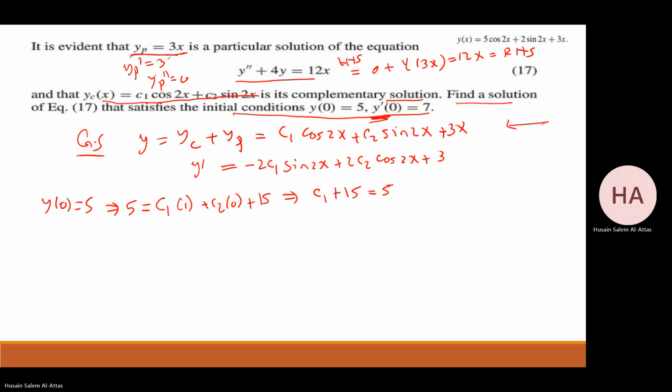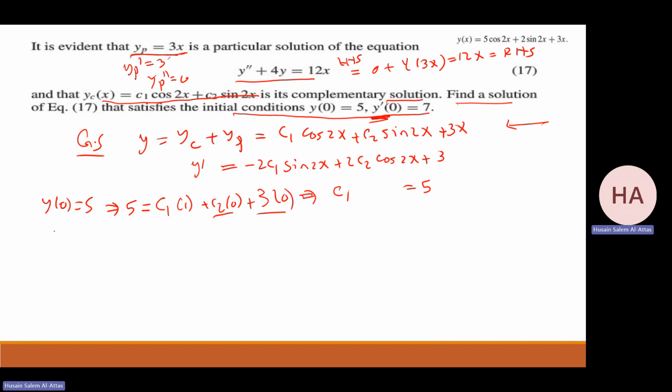No, sorry. It's x is 0, so plus 3 times 0. Yeah. So that implies 5 equals c1. That's it. Or c1 equals 5.